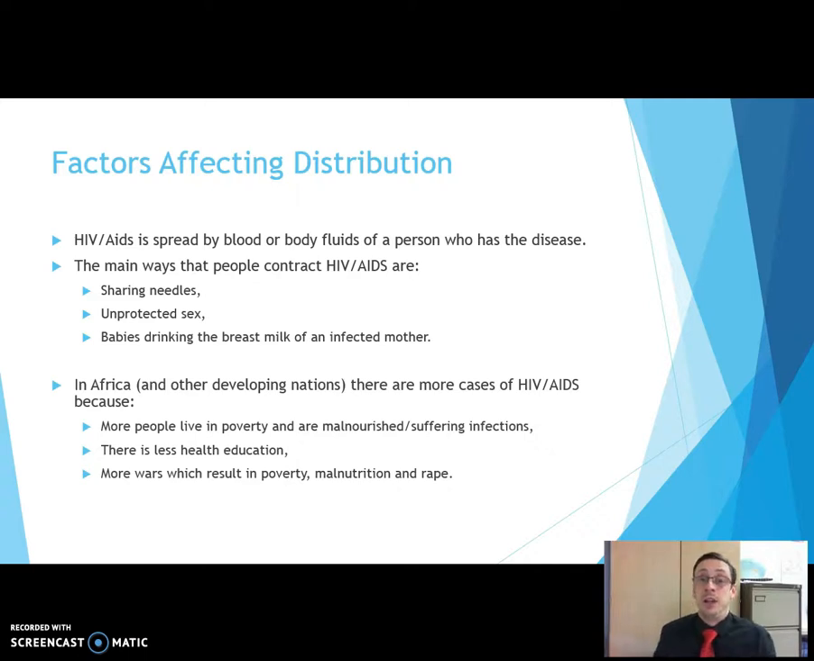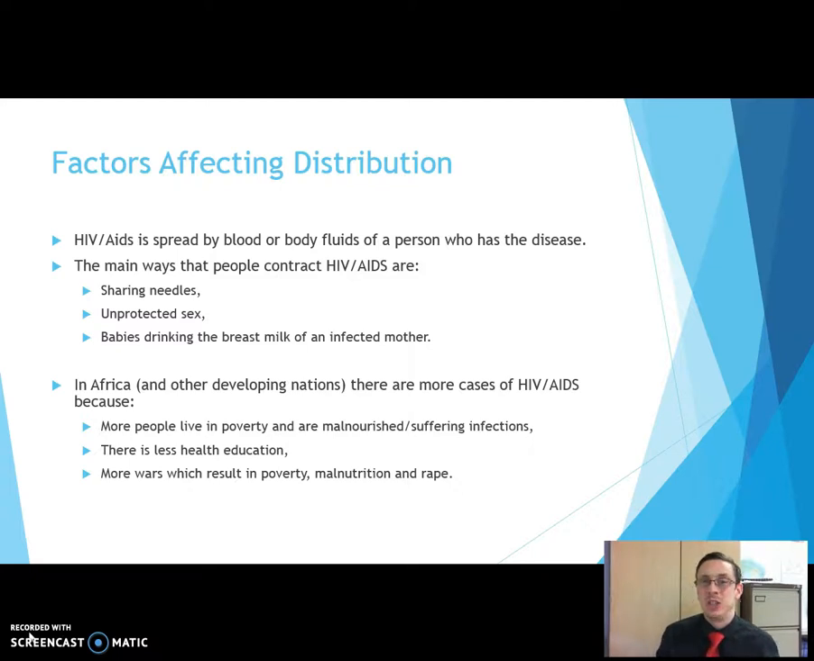In Africa, and developing nations across the world, but certainly the African nations, there are more cases of HIV/AIDS because more people live in poverty, and because they live in poverty, they're going to be malnourished, and more prone to suffering infections anyway. Because they're more prone to infections, HIV will transition into AIDS a lot more quickly and become a lot more devastating. We also find there's less health education in these areas, so people have a lowered understanding of what HIV/AIDS actually is and how it spreads.